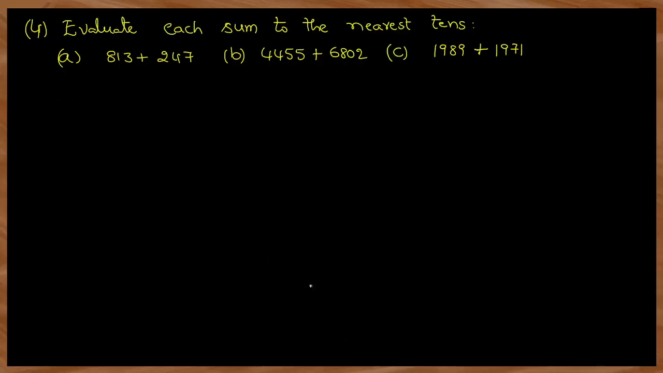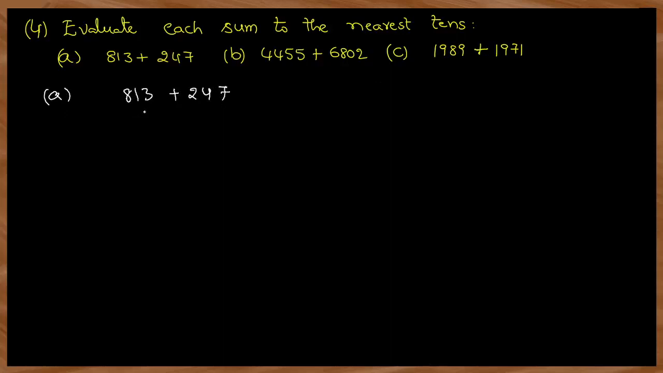Next, fourth one: evaluate each sum to the nearest tens. Here also you have to find the nearest numbers and take the sum of that. Just take the sum of the given numbers only. That's the difference. Okay, take the first number: 813 plus 247.